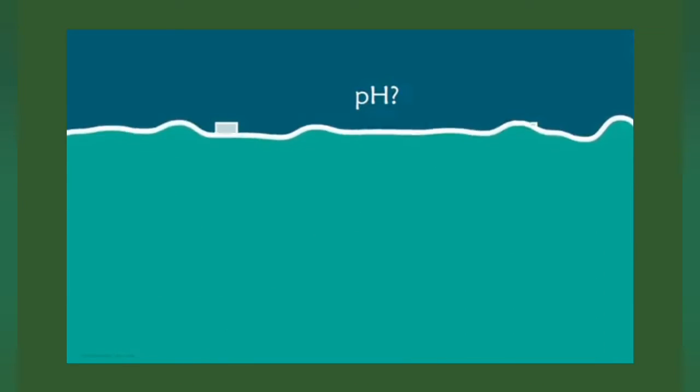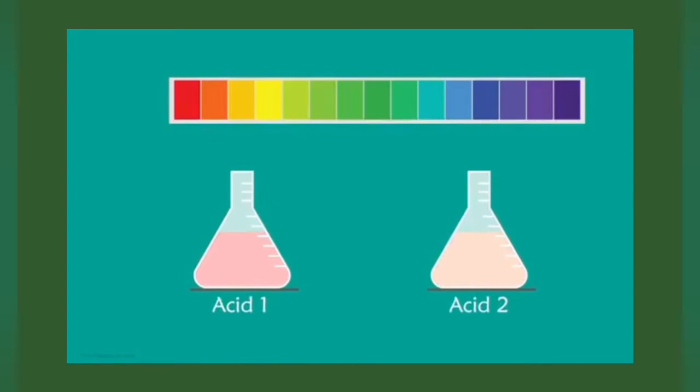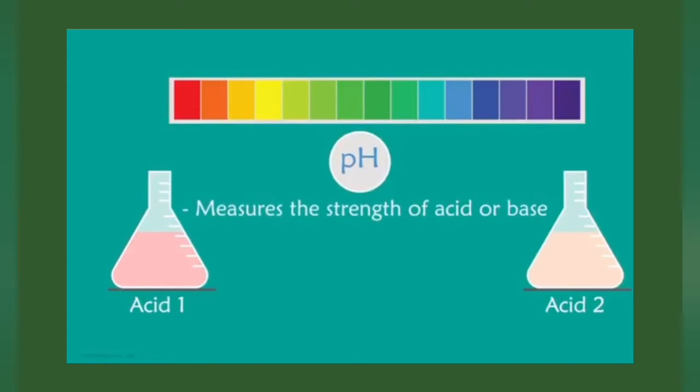Okay, let's start with the basics. How do we identify if a substance is an acid or a base? That's right, we use an indicator. But given two acidic solutions, how do we know which one is stronger? How can we judge how strong an acid or a base is? And that's what pH helps us with. It gives us the measure of the strength of acids or bases.